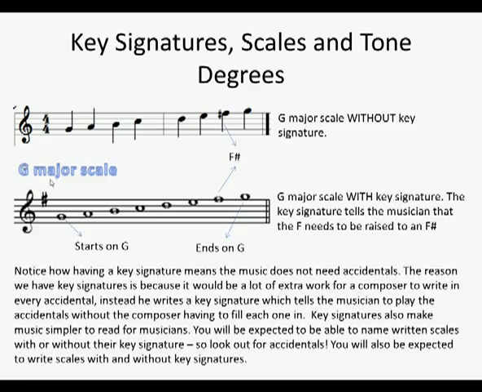So really, the reason we have key signatures is because it would be a lot of extra work for composers to have to write in every accidental. Instead, he writes a key signature, which tells the musician to play the accidentals without the composer having to fill each one in. Now just imagine the composer was writing a piece in D major. That means every time he had to write an F or a C, he would have to put a sharp in front of it. That could be a lot of extra work. So instead, he just puts a key signature and the musician knows to sharpen all the F's and the C's.